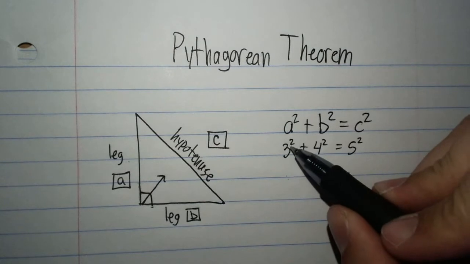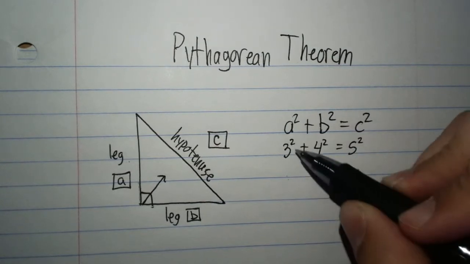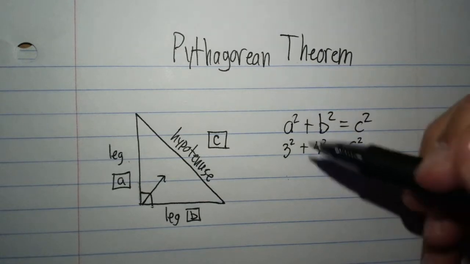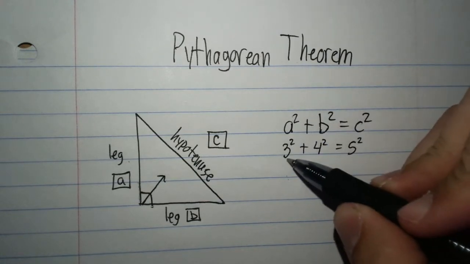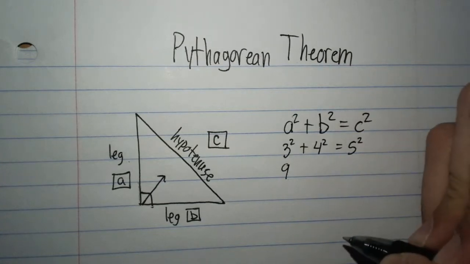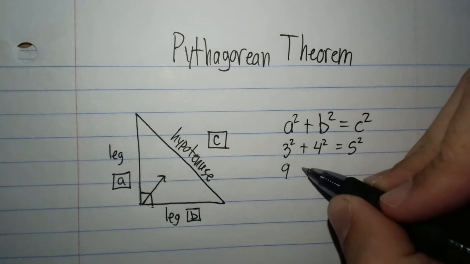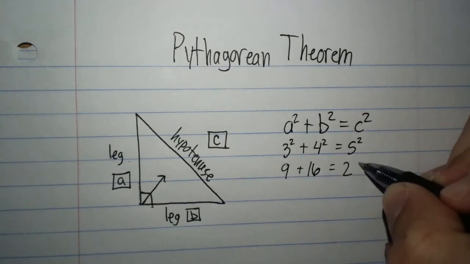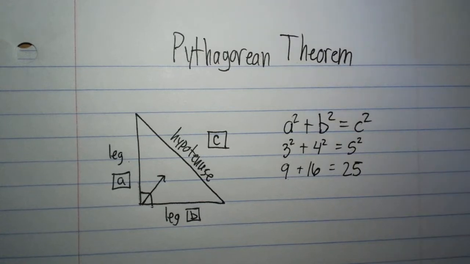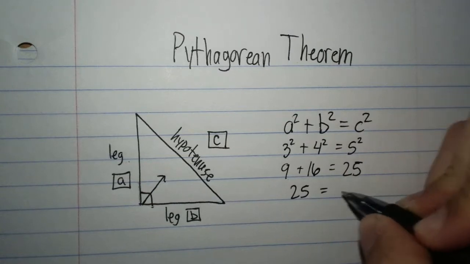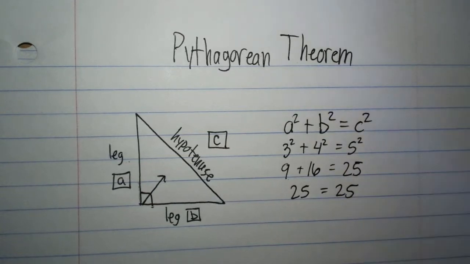This little 2 right here tells you how many of this number you are multiplying together. This tells you you're multiplying 3 times itself 2 times. So 3 times 3, that would be 9. 4 times 4, that would be 16. 5 times 5, that would be 25. Okay, 9 plus 16 is 25. This does work out correctly, so that's good.